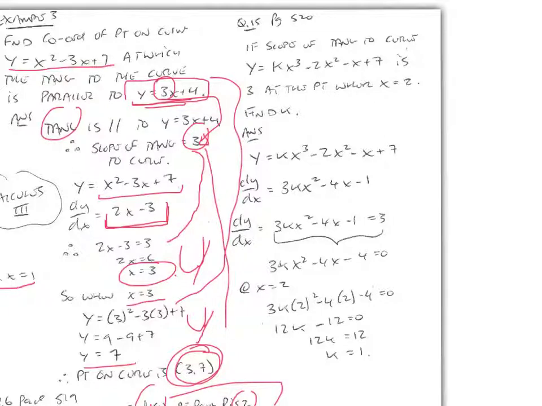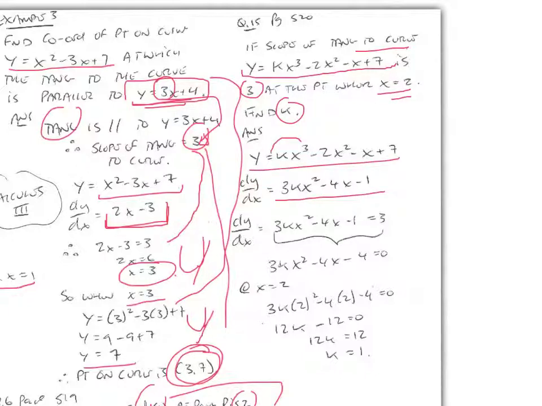Let's look at question 15 on page 520, text and tests. If the slope of the tangent to the curve y equals kx cubed minus 2x squared minus x plus 7 is 3, at the point where x equals 2, find k. Okay, so we have y, so dy/dx is given by 3kx squared minus 4x minus 1. So dy/dx is all equal to 3 because we're told the slope is equal to 3, and dy/dx is the slope of the curve. So if we incorporate the 3 here and let all that equal 0, then at x equals 2, we simply sub x equals 2 in, and we'll find that k is equal to 1.